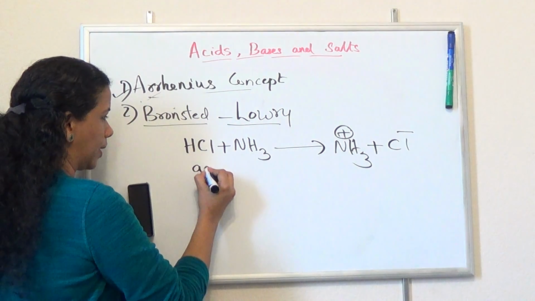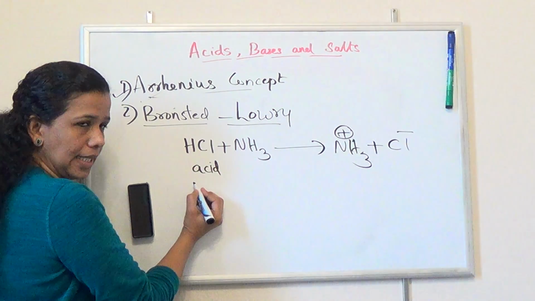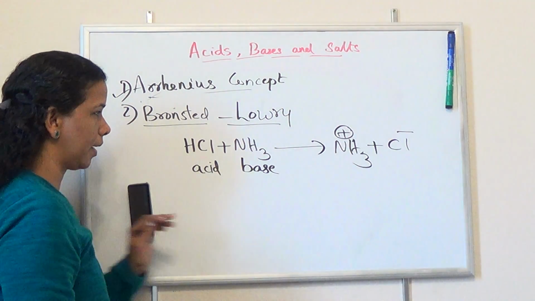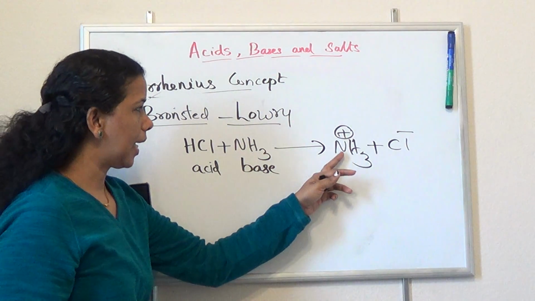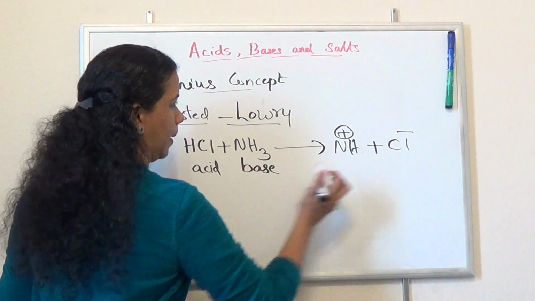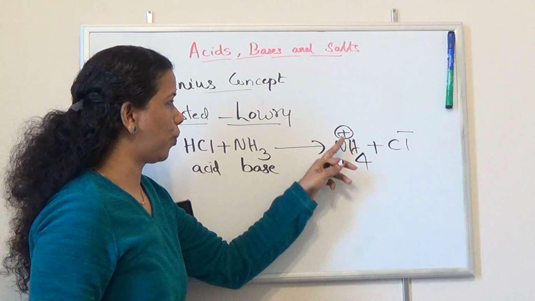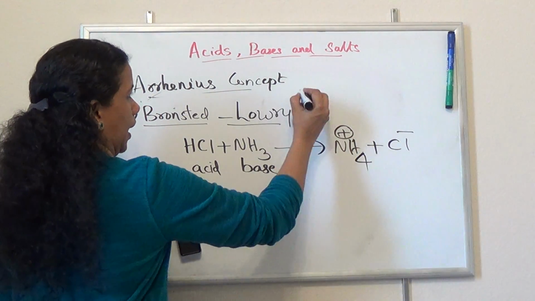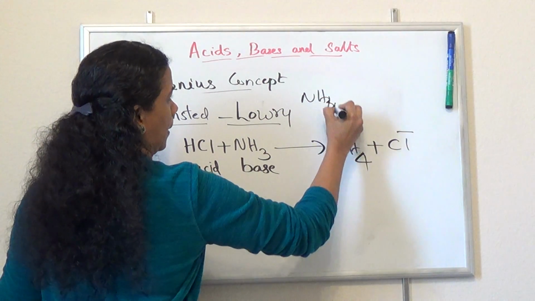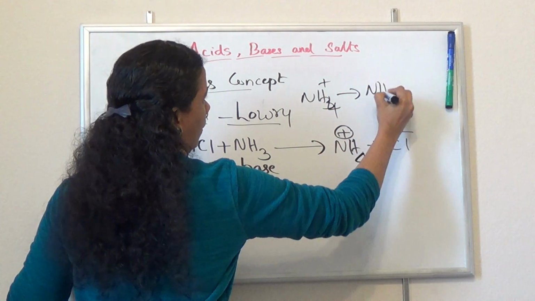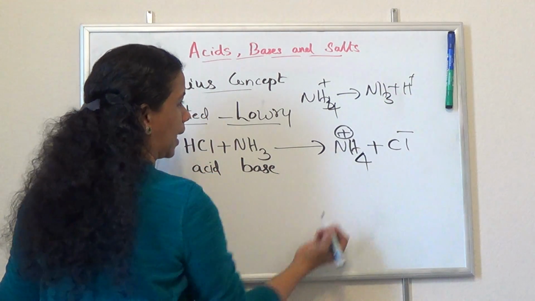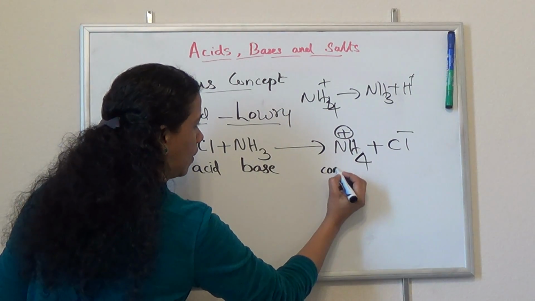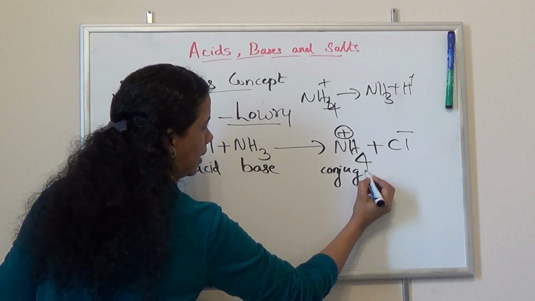So according to Bronsted and Lowry, HCl is an acid, NH3 is a base. Then look at the product. Here NH4 plus can donate a proton. NH4 plus gives a proton, so this is an acid. That acid is formed from a base, so that is called conjugate acid.